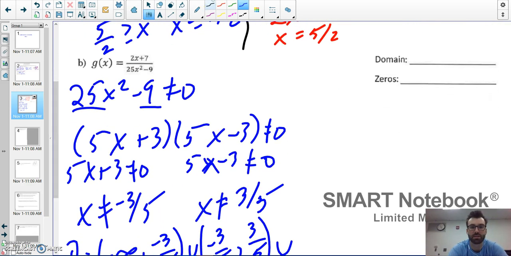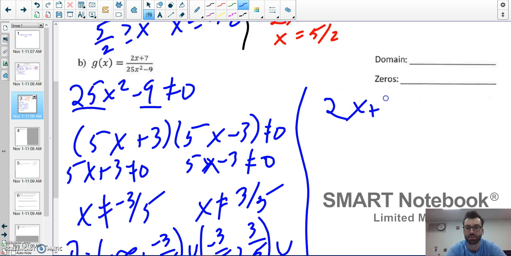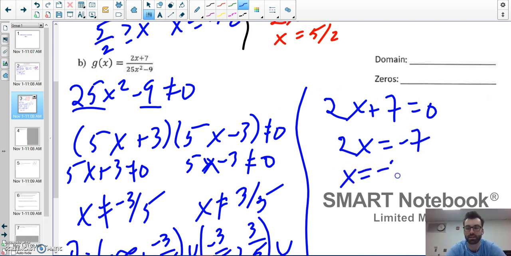Next, I want to find my zeros. To find the zeros of the function, I'm going to set my numerator equal to 0 and solve. So 2x plus 7 equals 0. Subtract the 7. 2x equals negative 7. Divide by 2. x equals negative 7 over 2. So it's negative 7 over 2, comma 0.